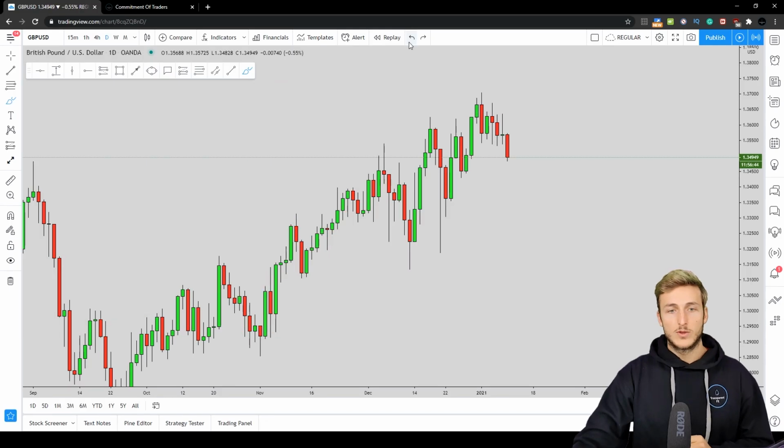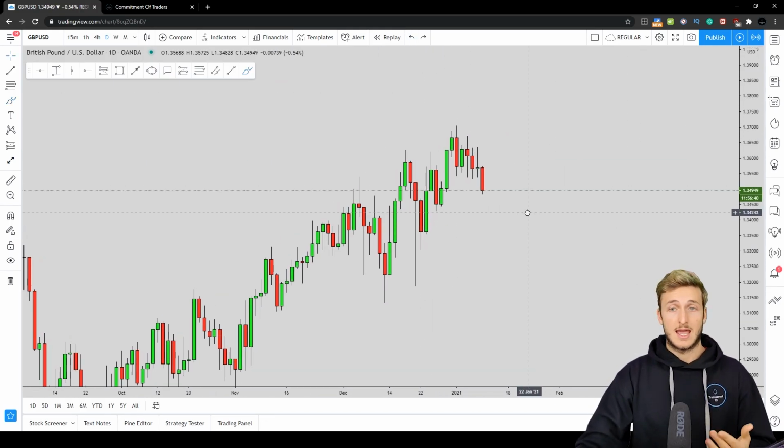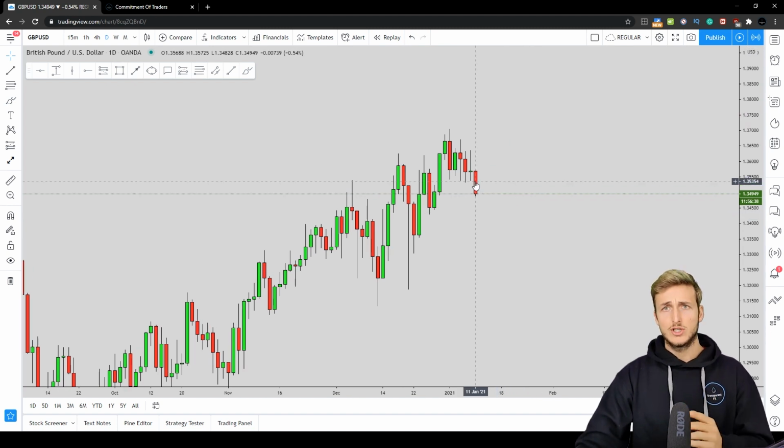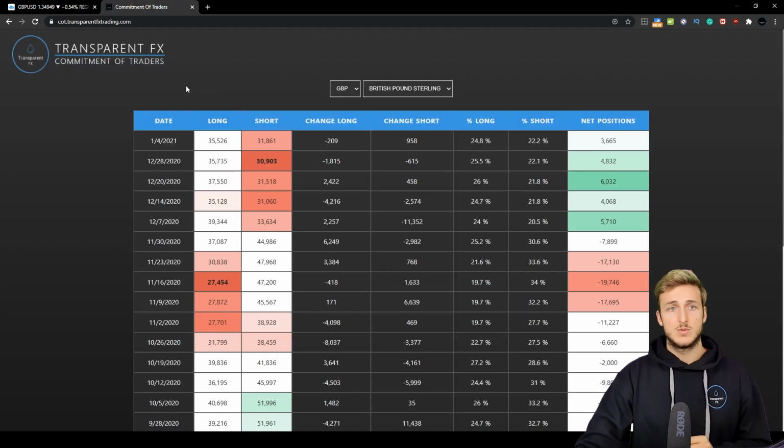But at the moment, what do we have and how can we be looking for the next opportunity in this market and on this pair? Now, before I show you that, let's first go and see what we have from a COT perspective, so commitment of traders, which is what hedge funds are doing in the market.